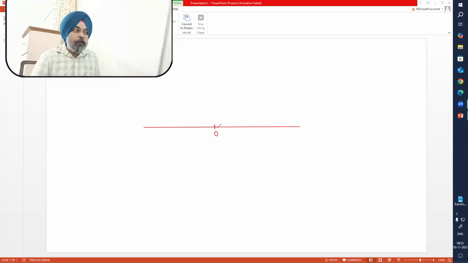Whatever is on the right side of this will be taken as positive. So I'm going to take this as 1, 2, 3, 4, 5. And whatever is on the negative side of this reference point will be taken as negative. So it is going to be -1, -2, -3, -4.